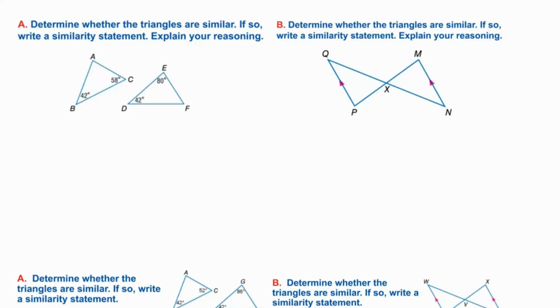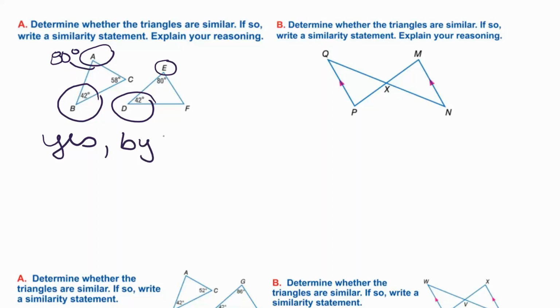In the first problem, we're asked to determine whether triangles are similar. If so, write a similarity statement. In triangle ABC, we know that two of the angles are 42 degrees and 58 degrees. If we add those up and subtract from 180, we get that angle A is 80 degrees. So looking at the two triangles, B and D are both 42, A and E are both 80. So yes, they're similar by AA similarity.